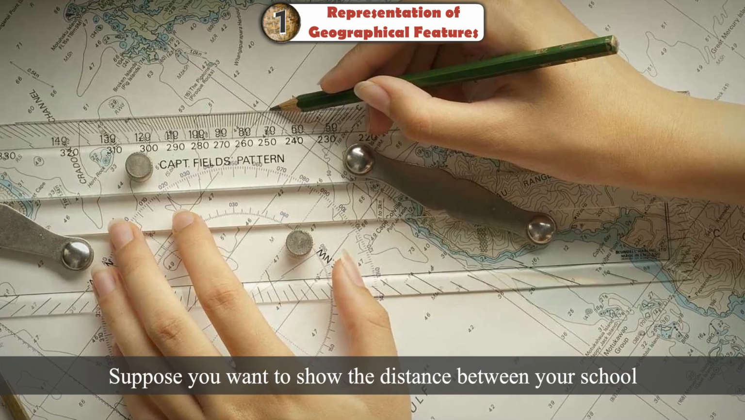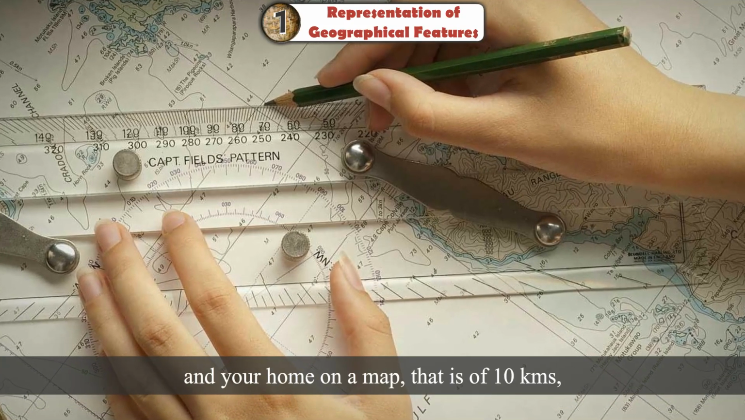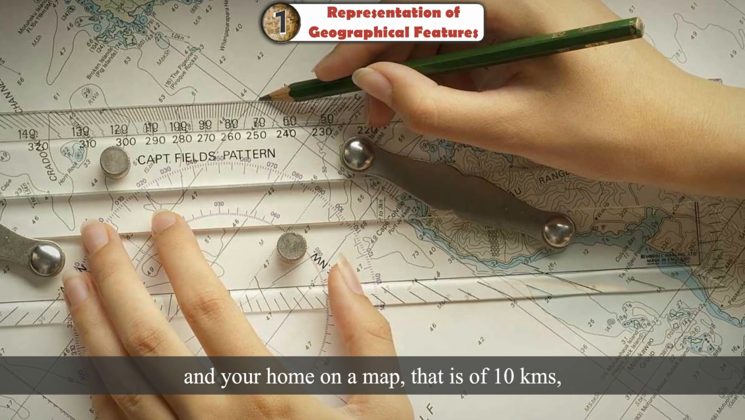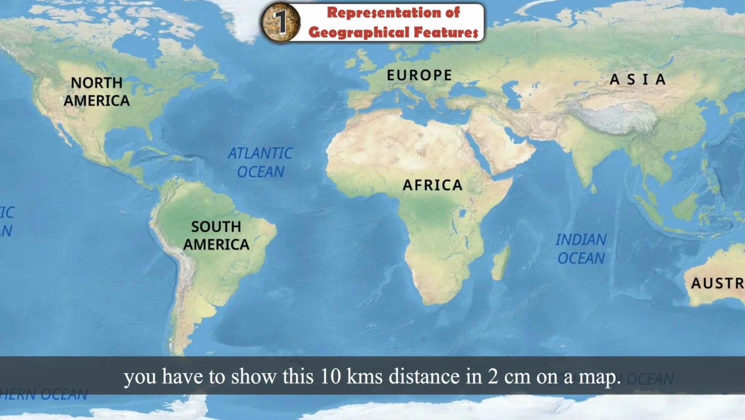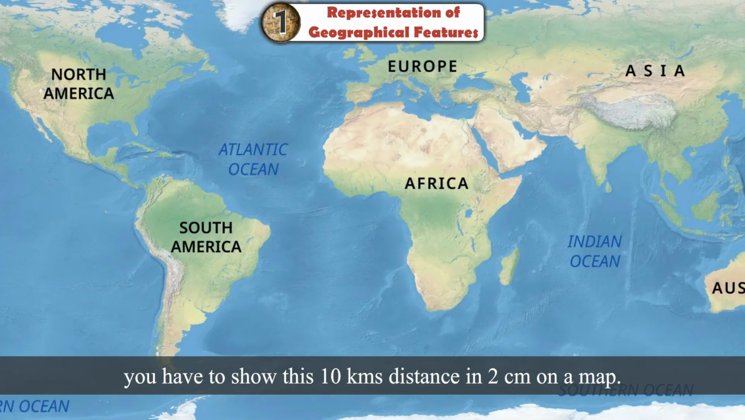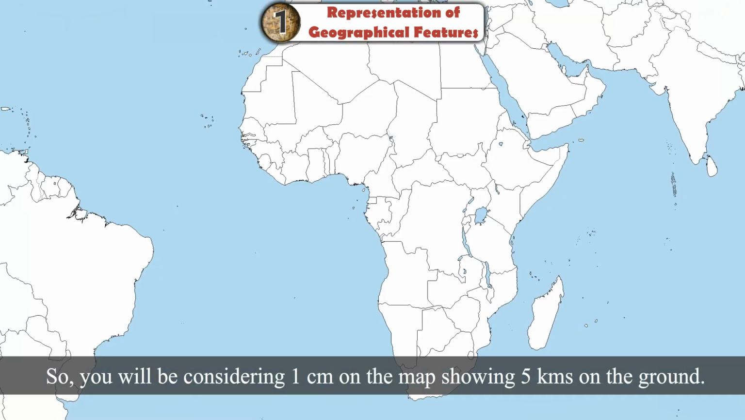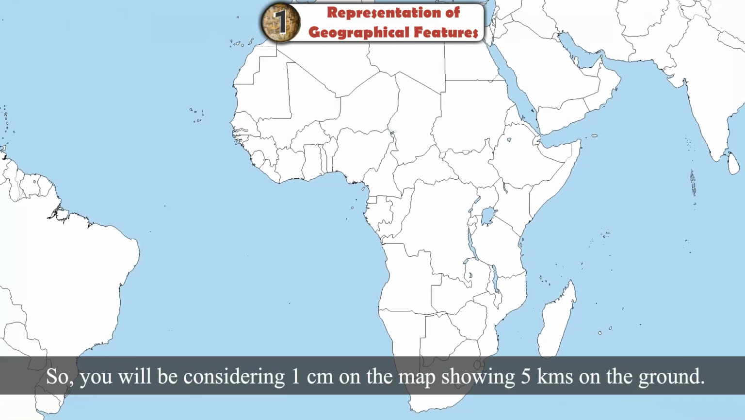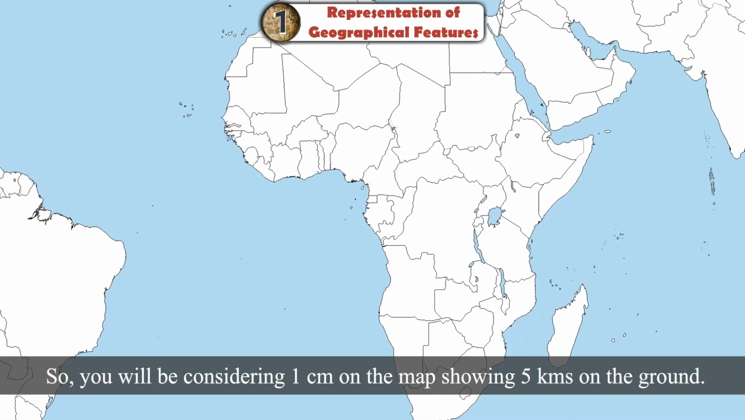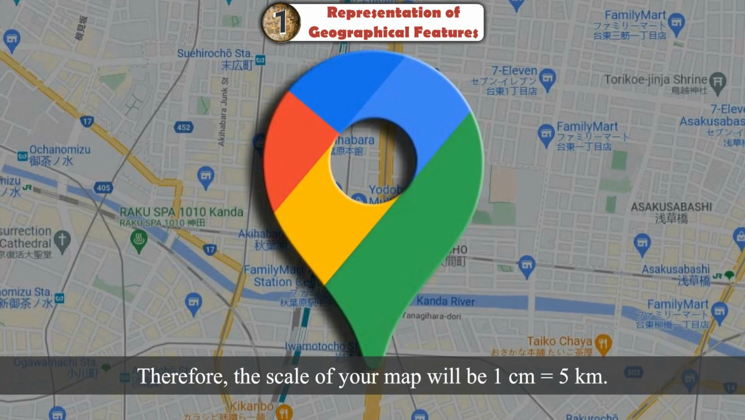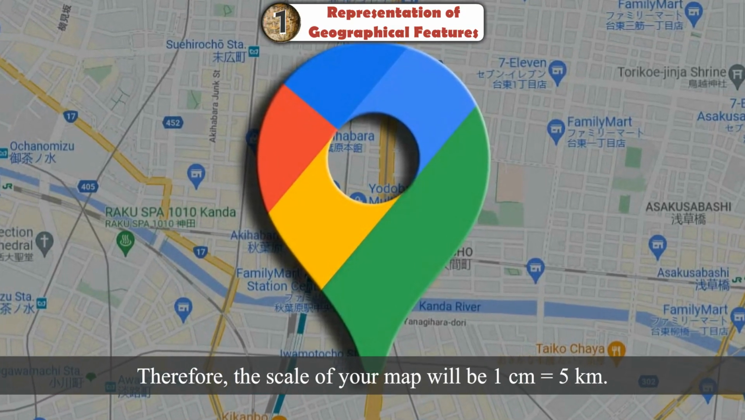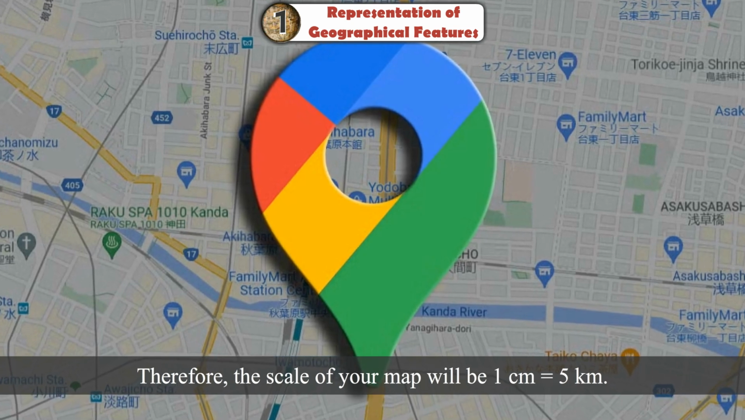Suppose you want to show the distance between your school and your home, which is 10 kms, on a map. You have to show this 10 kms distance as 2 centimeters on the map. So you will be considering 1 centimeter on the map showing 5 kms on the ground. Therefore, the scale of your map will be 1 centimeter = 5 kilometers.